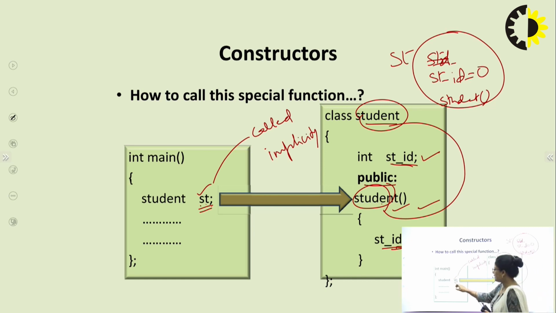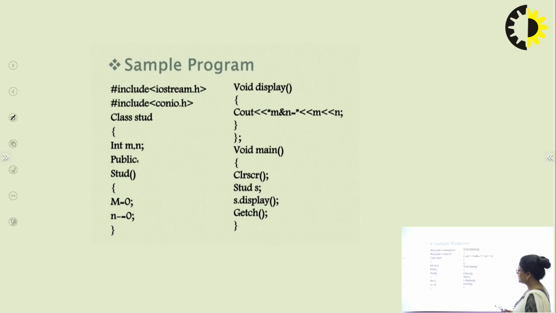So, once an object st is created, what will happen? By default, implicitly the constructor will be called, and the member data of this particular object st, so st id, will be set to 0. This is what a constructor is doing right now. A constructor here is initializing the member data st id to 0. So, this is an example of a constructor.